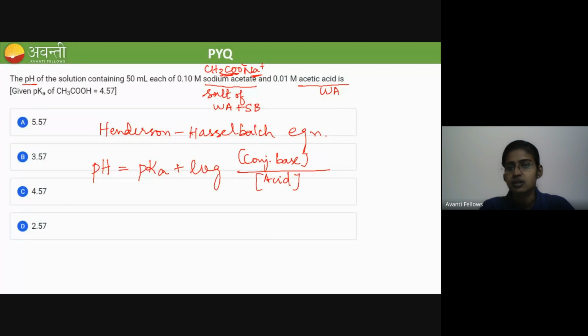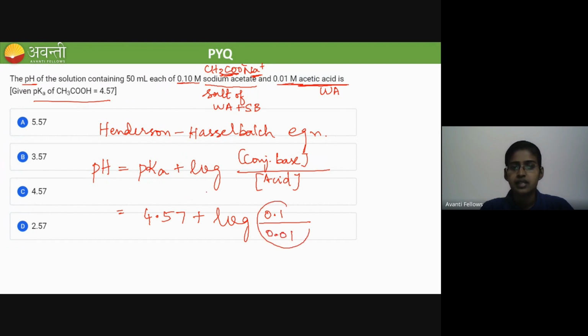Okay. Now, what is the pKa value? It is given in the question. So, it is 4.57 plus log of, who is the conjugate base? The sodium acetate is nothing but the conjugate base and its concentration is 0.1 divided by, and acid. This is the weak acid and its concentration is 0.01. So how can I take this? I can write this as 10 power minus 1 by 10 power minus 2, right? So it goes off, 10 power minus 1 we have.